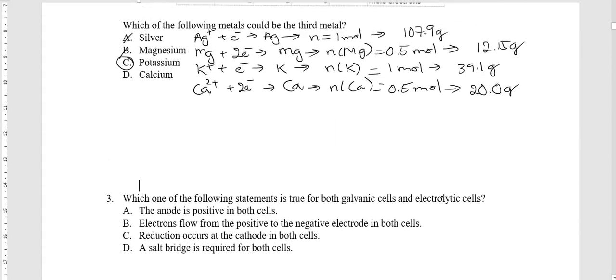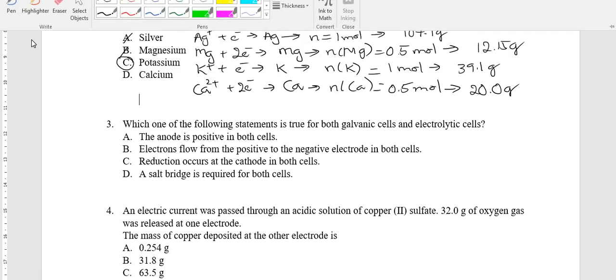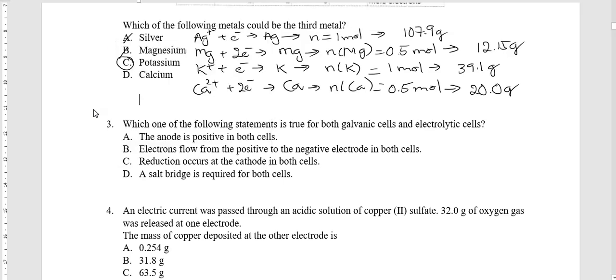Which one of the following statements is true regarding both galvanic cells and electrolytic cells? All right, this one I think is actually on one of the silent quizzes, but I decided to keep it in anyway because it's always good to be reminded of the basic theories, such as the similarities between galvanic cells and electrolytic cells. Now, the anode is positive.